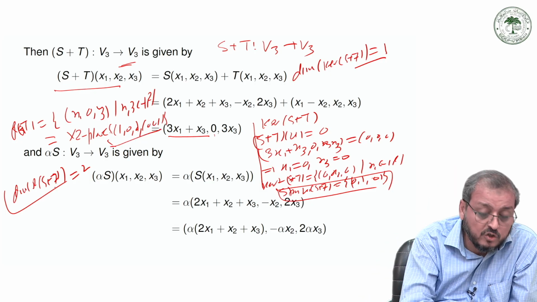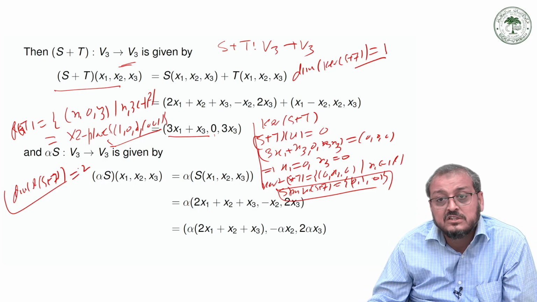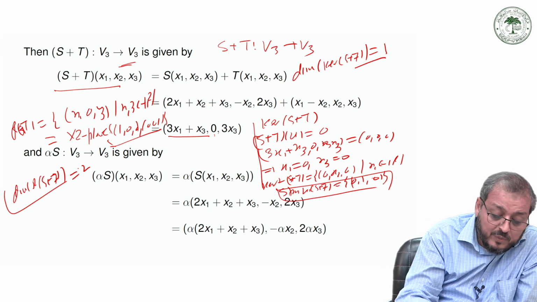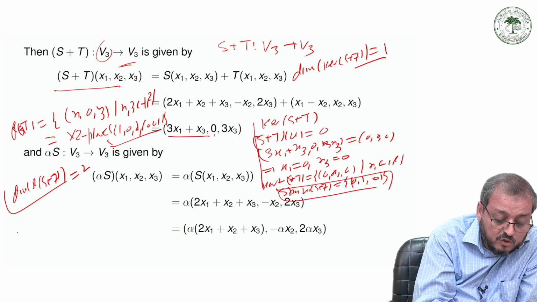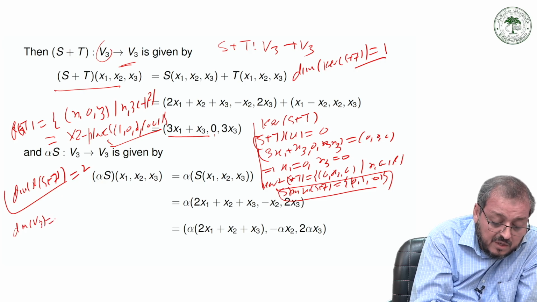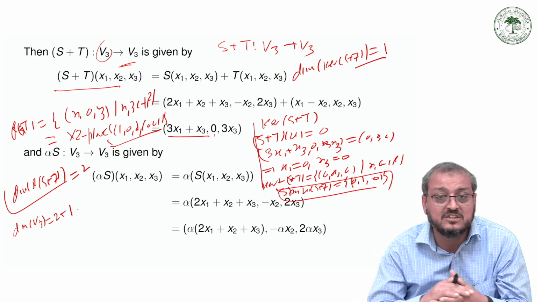So, clearly the dimension of the range of s plus t is equal to 2, and the dimension of the kernel of s plus t is equal to 1. By the rank nullity theorem, we know that the dimension of R3 is 3, which is the same as 2 plus 1. So, this verifies the rank nullity theorem for s plus t also.